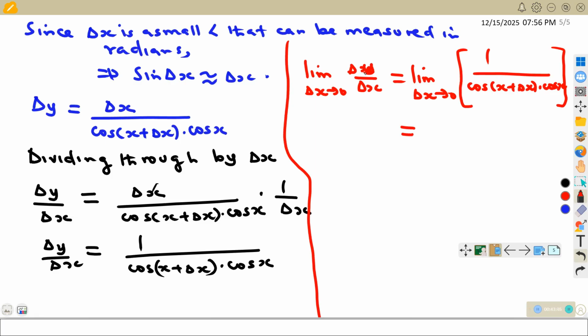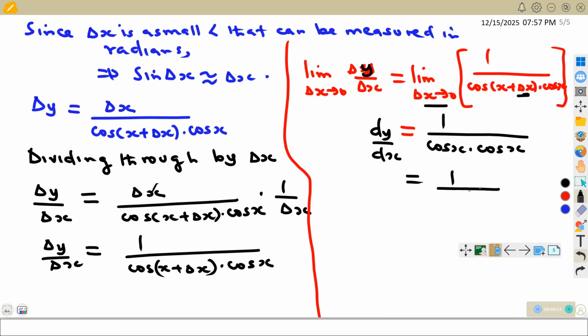So from here, when you take the limit, when delta x is tending to 0, delta y over delta x will become dy dx. Then where there is the remaining delta x, put 0 there. So this will be 1 upon cos of x times cos of x. This is 1 upon cos squared of x.